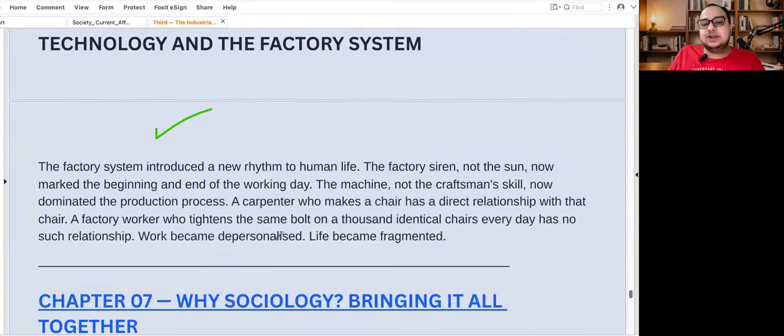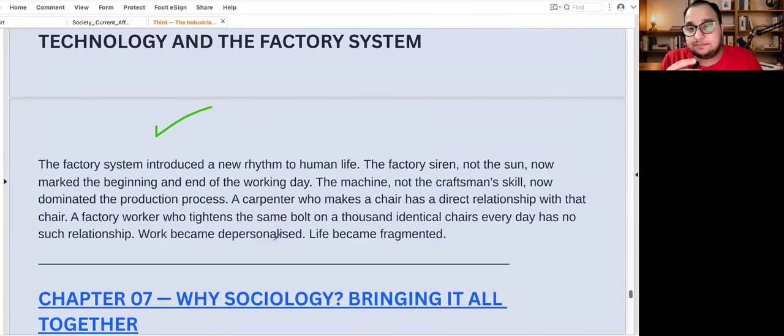Now, the factory system introduced a new rhythm to human life. The factory siren was awakening people, not the sun. And it was marking the end and the beginning of the working day. People now became like a cog in the machine. They completely lost their creativity. The machine, not the craftsman's skill, now dominated the production process.